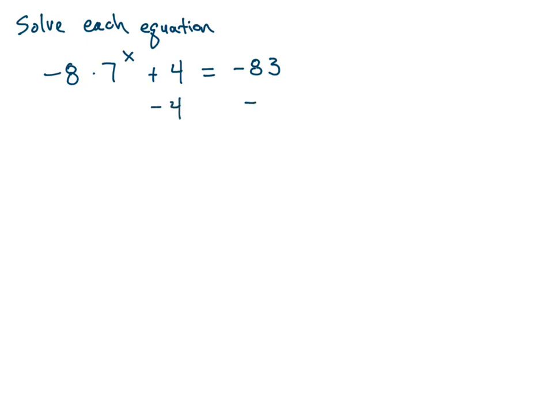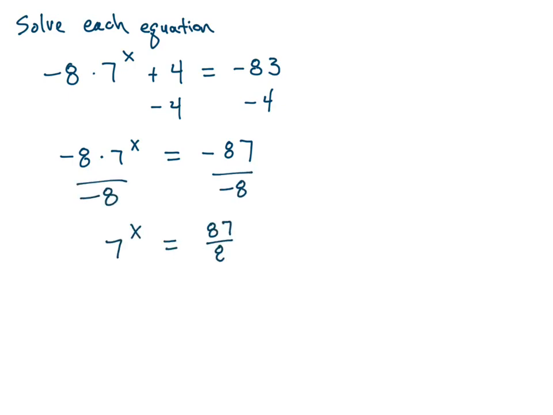So the first thing I would do is just add 4 to both sides. That would get rid of the 4 component, and then I have to get rid of that -8. Since it's being multiplied by 7 to the x, I can just divide it on both sides to get 87 over 8. And of course, those negatives would just cancel each other out. Once I get the 7 to the x by itself, I can convert that to logarithms. So it would be log base 7 of 87 over 8, and then that equals x.